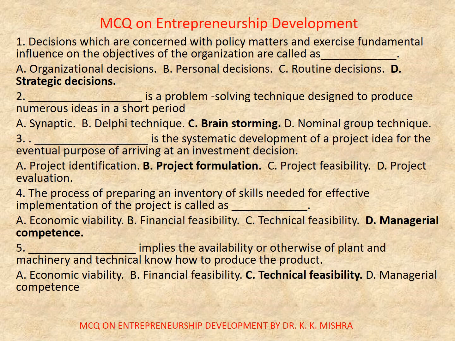Question number 1. Decisions which are concerned with policy matters and exercise fundamental influence on the objectives of the organization are called as dash. A. Organizational decisions, B. Personal decisions, C. Routine decisions, D. Strategic decisions. So here correct option is D.